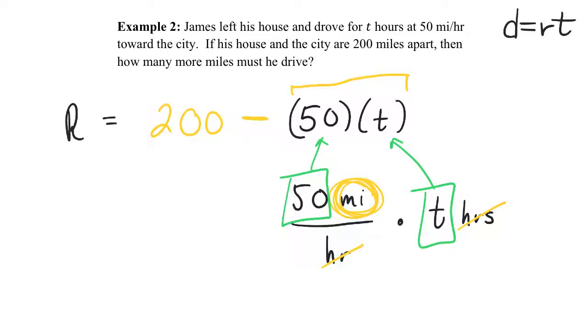How far have you traveled? 200 miles. Can you go further? Technically, you can go past the city, I guess, so I shouldn't say. But if you are going to the city, what's the longest it will take you? 4 hours, if you're going at 50 miles per hour. So, we would write that the domain for T is this.